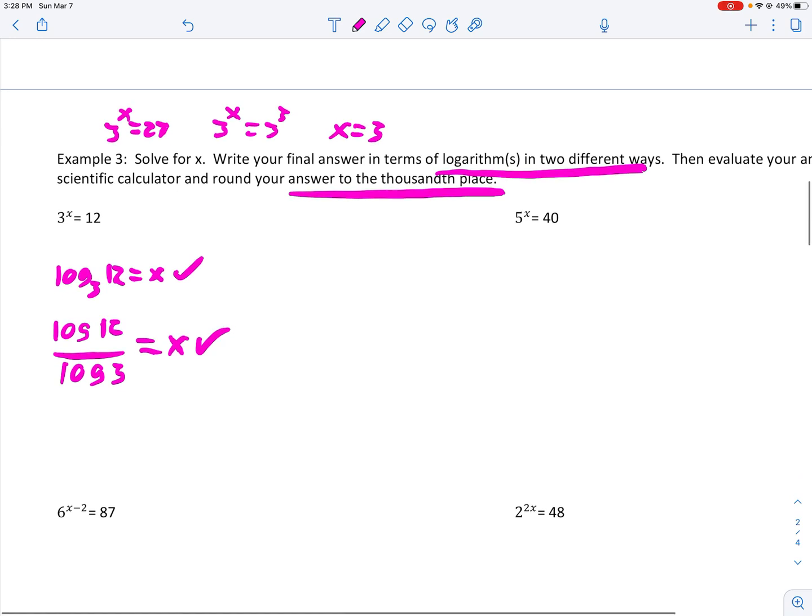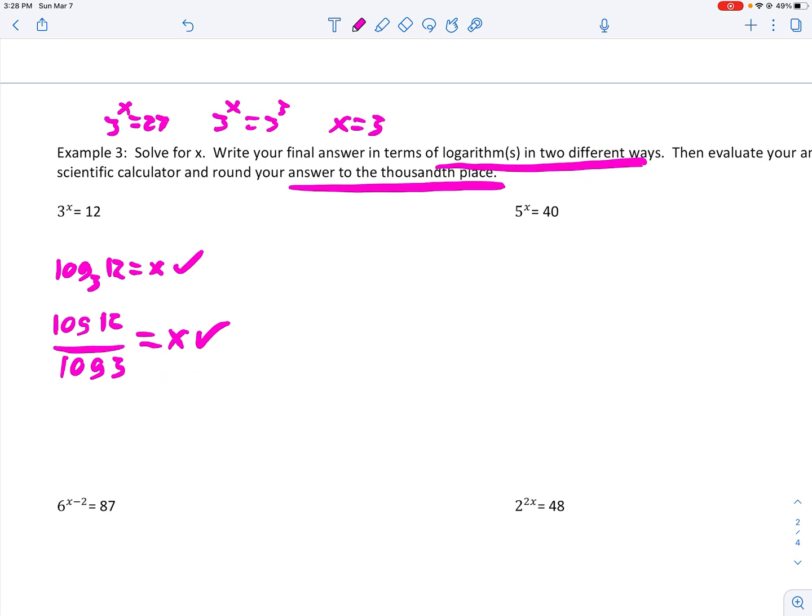So now I'm going to use my calculator. I'll grab my scientific calculator, do log of 12 divided by log of 3. And when you do that, you should get x is about 2.262, which is what we said. We said it was between 2 and 3. So if I can't change the base, right, I would never do all this work if I could rewrite 12 as 3 to some power.